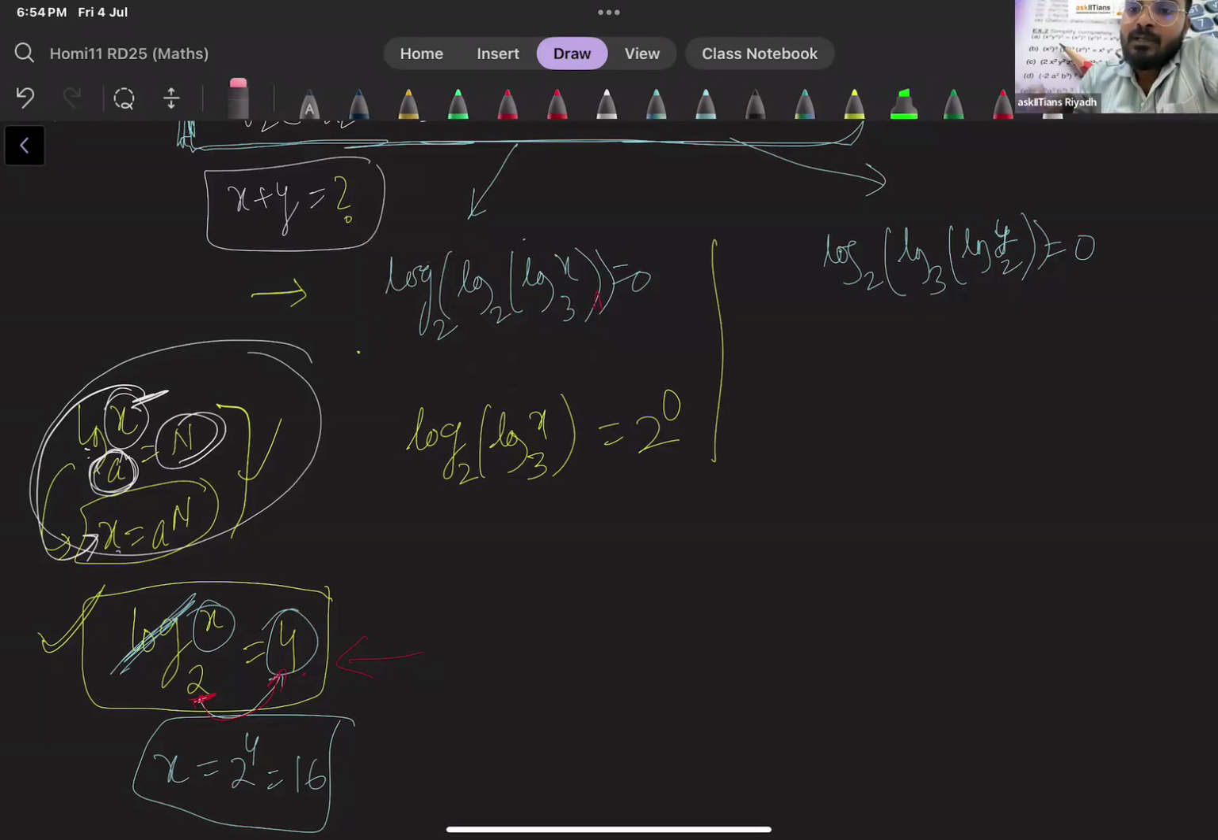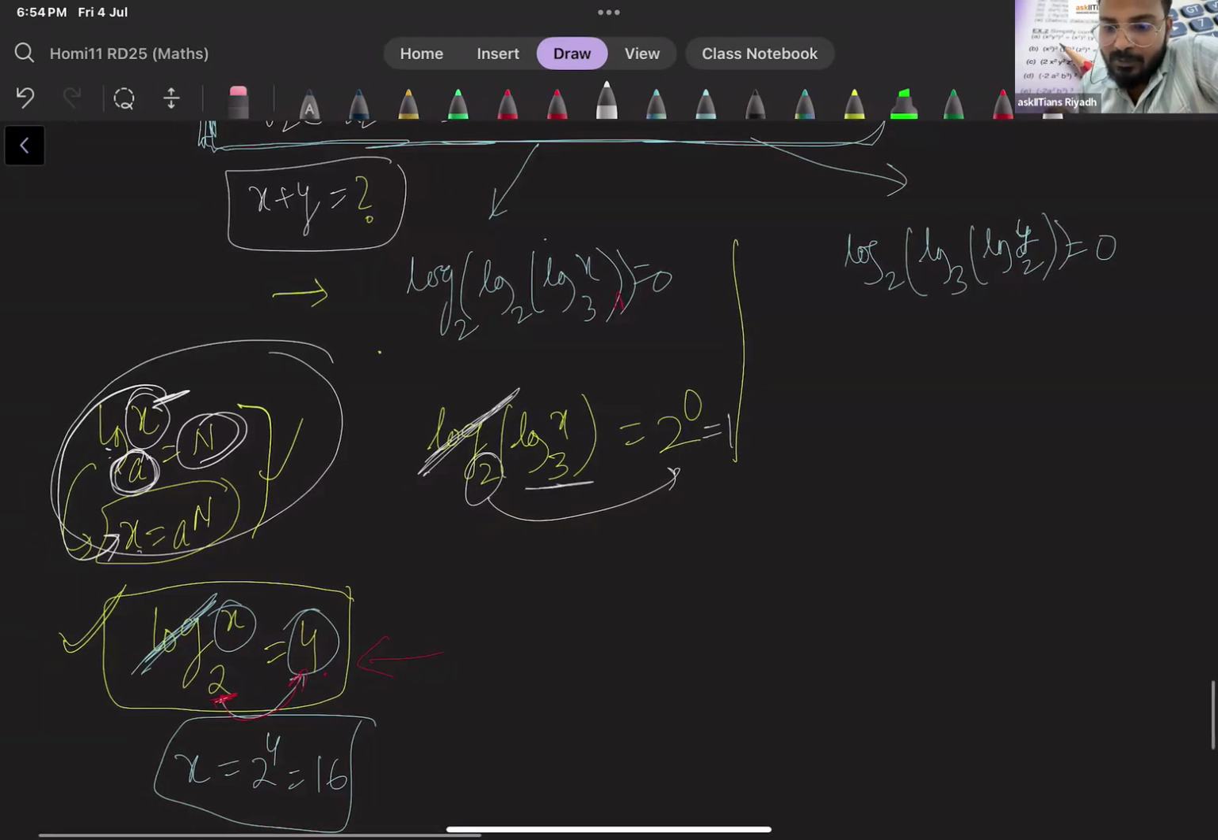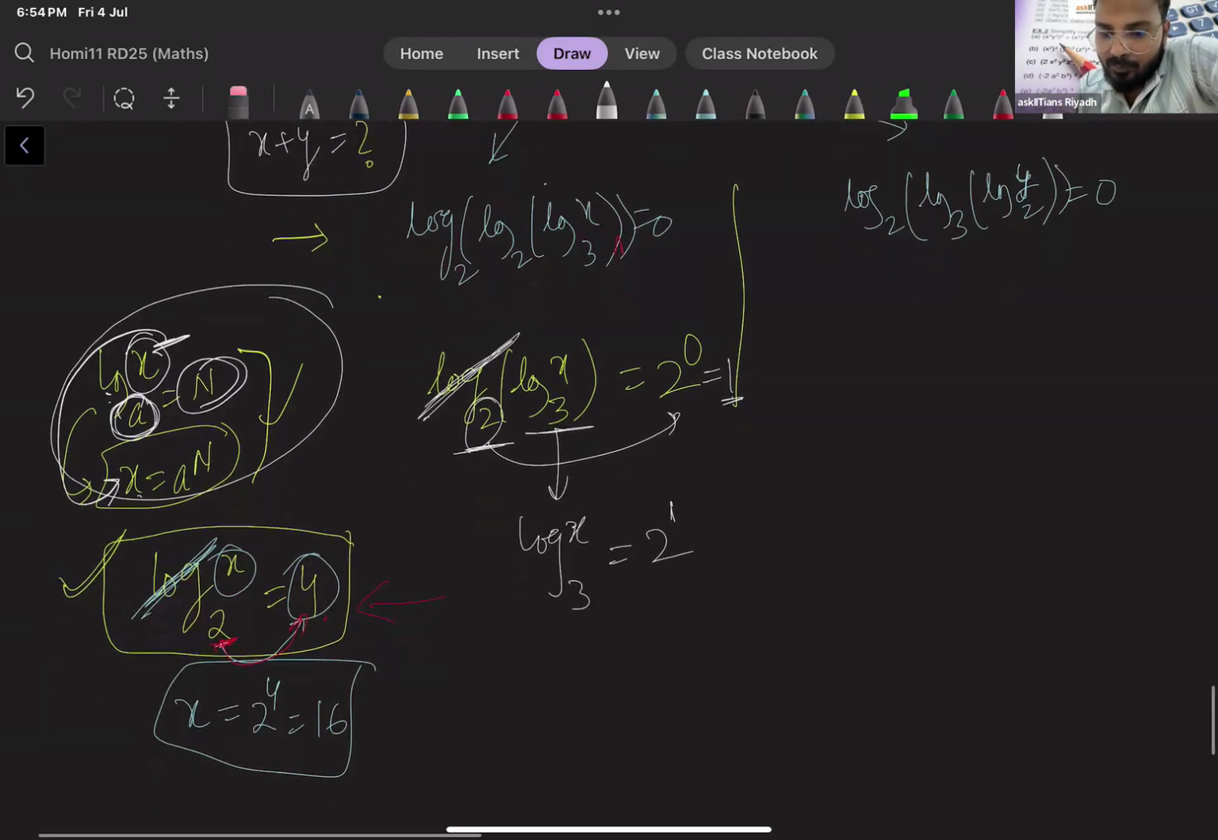ठीक है. And now again, we need to further simplify it. To remove this log, if you remove this log, so this 2 will go into this way, such that 2 raised to 0 is 1 only, right? Anything raised to 0 is 1. So now we are left with this argument, that is log x to the base 3. And this base, that is 2, will go to the right hand side, raised to the power 1. And then again remove log. So it will be like this, x equals 3 to the power 2, that is 9. So value of x is 9.